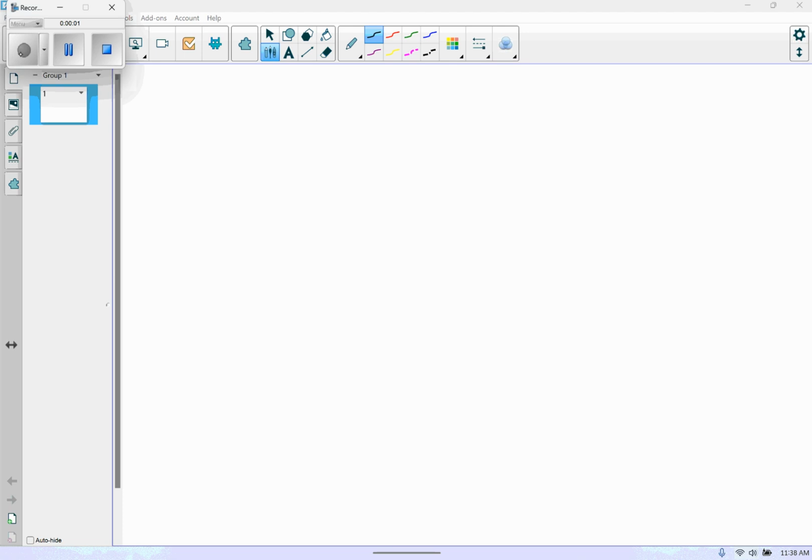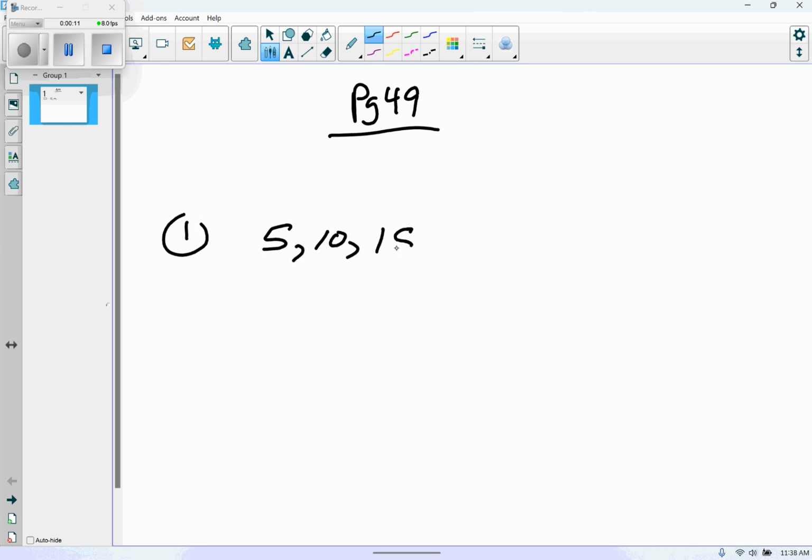Everyone, I'm going to be on page 49 of the yellow book, going over the homework. So problem number 1, they gave us 5, 10, 15, blank, 25, 30, and blank. So let's take a look. What's taking place between these numbers? It looks like we're adding 5 each time. So that could be 20. That could be 35.